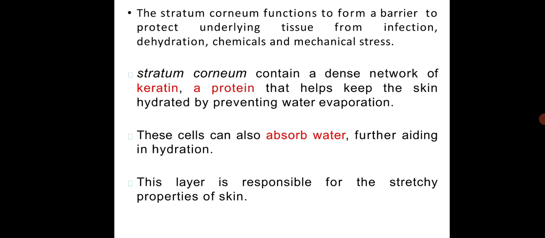Stratum corneum contains a dense network of keratin, which is a type of protein that helps to keep the skin hydrated, right? So the hydration will be maintained by preventing water evaporation. The evaporation of water will be regulated and controlled by the stratum corneum. So dehydration can be retarded, as well as it keeps the stratum corneum hydrated. It even helps in the absorption of water.